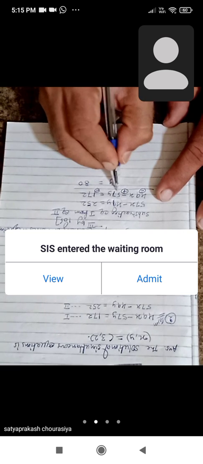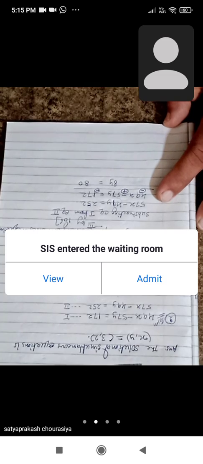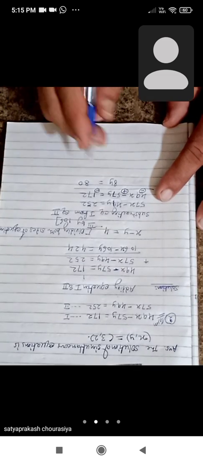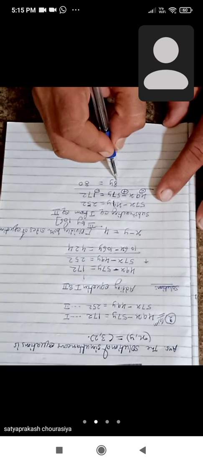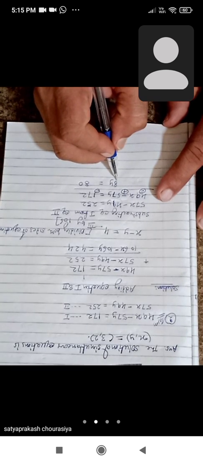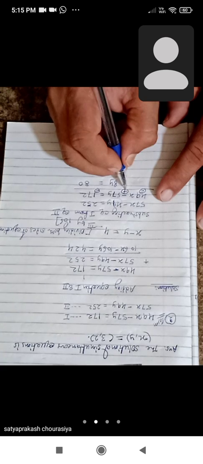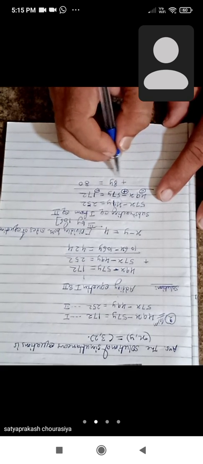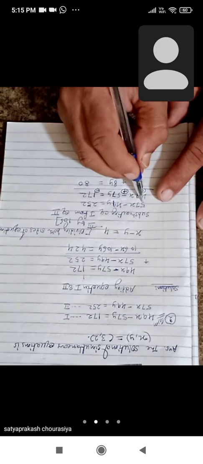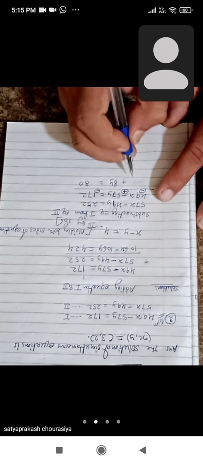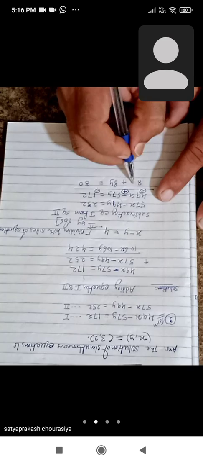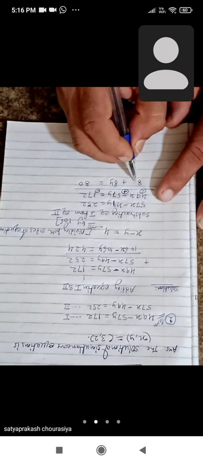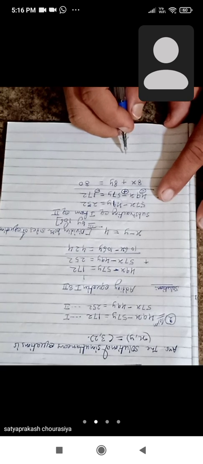Now the greater number is 57. So 57 minus 49 will give you 8y, and the greater number is positive, that's why a positive sign will come before 8y. Now see, 57 minus 49, here also you will get 8, and the greater number is 57 and it is positive, so here you will get positive 8x.